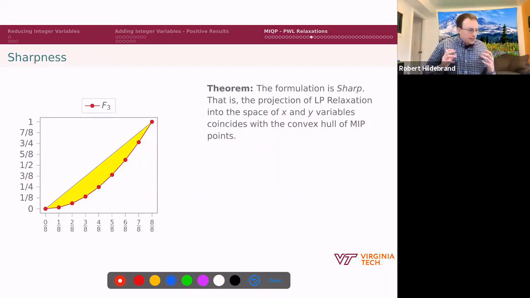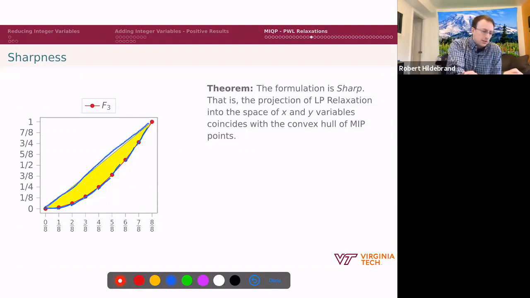So here is the third layer of our model, and the integer projection is actually exactly this piecewise linear piece here. And then what we're going to talk about sharpness, we'll say that the formulation is sharp because when I project out all my extra variables, the projection is actually this nice yellow region, which is the convex hull of my MIP solutions.